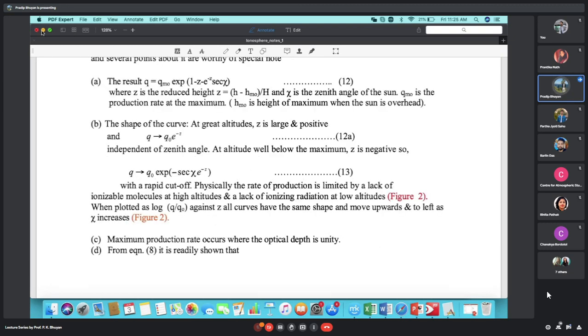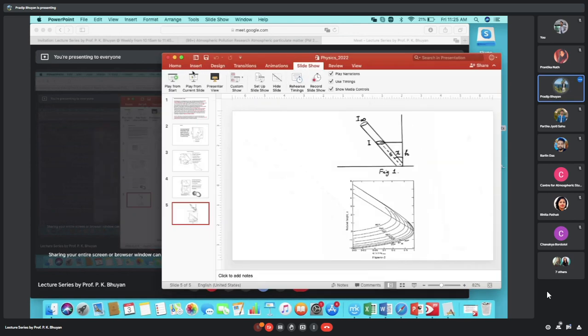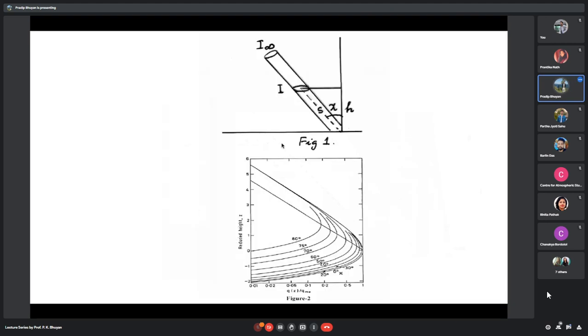Okay, so let me go to figure 2, which I had shown earlier. If you see this figure, it says many things actually. It is a very common figure. I think it was drawn by Chapman only in his paper, and we are just trying to understand what he meant by his production rate mechanism. So QZ by QM naught is the ratio. This can be 1 at the height of maximum.